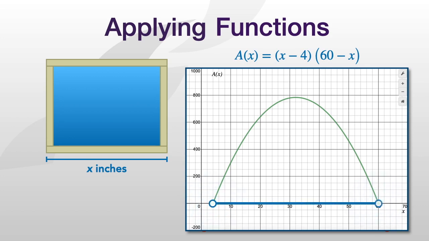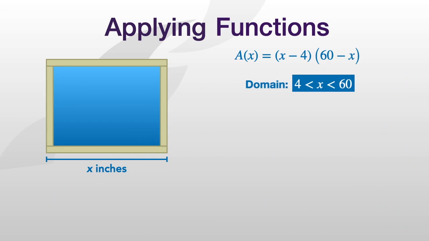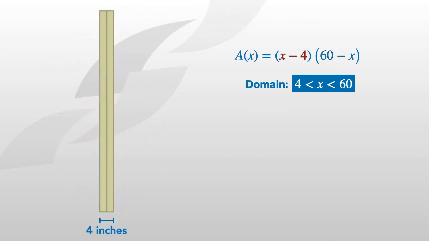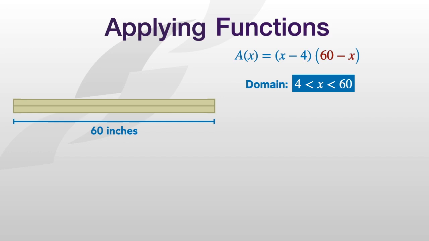So the domain is as indicated on the graph, which we can write as x is greater than 4 and less than 60. We could have used the equation to get the domain. Because we need a positive area, x must be greater than 4 and less than 60. We can also visualize the domain. We can see that x must be greater than 4 inches and less than 60 inches.